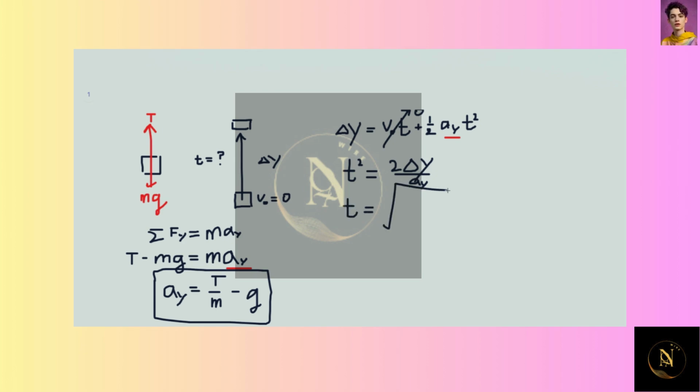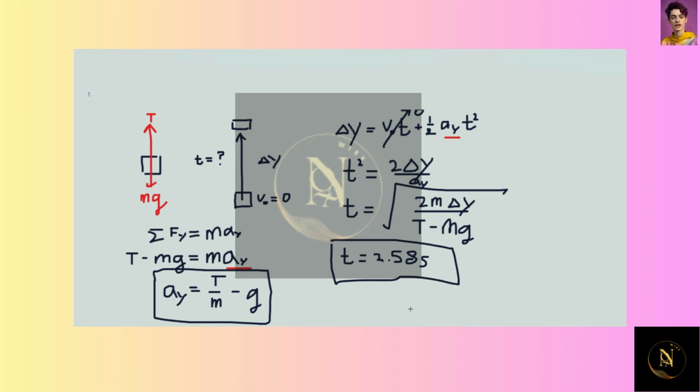Where t is going to be equal to the square root of, let's see, T minus mg. And then at the end of the day, if we go ahead and plug it into a calculator, we will get a value of 2.58 seconds is how long it takes to lift that bucket at that breaking point. And we are all done.